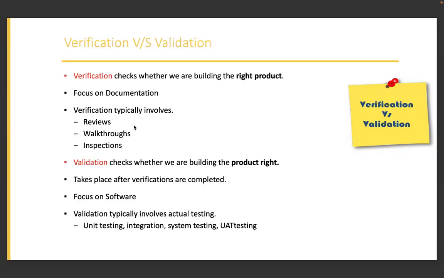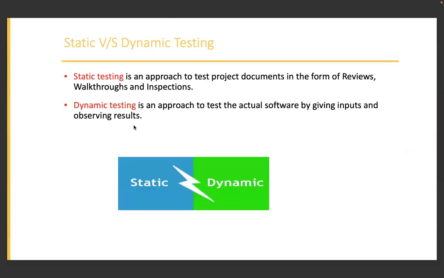And validation checks whether we are building the product right. It takes place after verification is completed, and is focused on the software. Validation typically involves actual testing, guys. So when I say actual testing, I mean actual unit testing, actual integration testing, system testing, and UAT testing. Verification and validation happen hand in hand, guys. Next is static as well as dynamic testing.